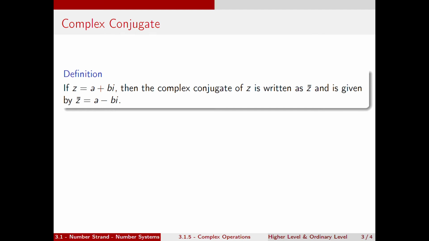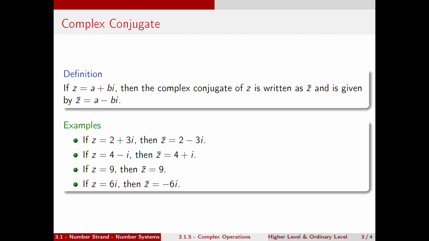Before looking at division of complex numbers, we need to define what the complex conjugate is. So if we have a complex number z equal to a plus bi, the conjugate of this complex number is written as z bar. So z is equal to a plus bi, z bar is equal to a minus bi. We change the sign of the imaginary part of the complex number.